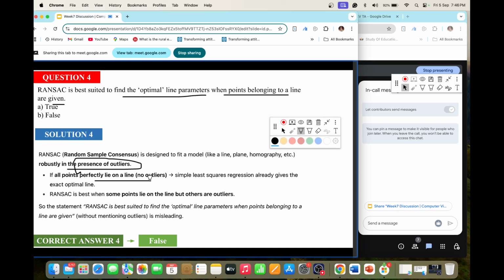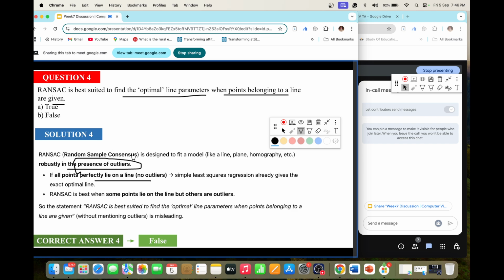easily use least square or total least square. Okay, if we have so many outliers, then we go with RANSAC, because computationally it is expensive, right? Because in RANSAC you have to first find out whether some points are outliers or not. After that you can do the least square or total least square. Okay, so that is why this is a false statement.